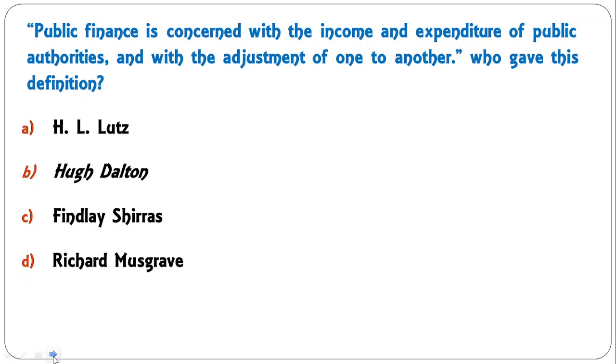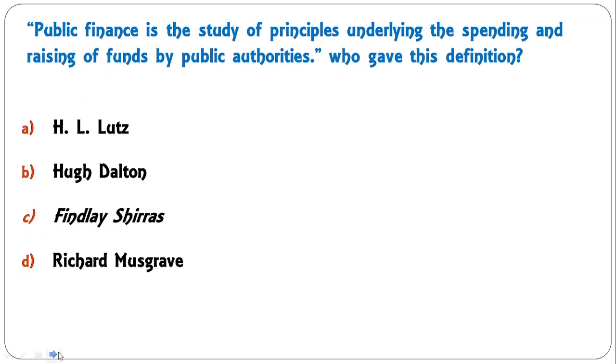Public finance is concerned with the income and expenditure of public authorities and with the adjustment of one to another, inverted comma close. So this is a definition. Who gave this definition? H.L. Lutz, Hugh Dalton, Finlay Shiras, Richard Musgrave. Yes, the correct answer is Dalton. Dalton gave this definition of public finance. So B is the correct answer.